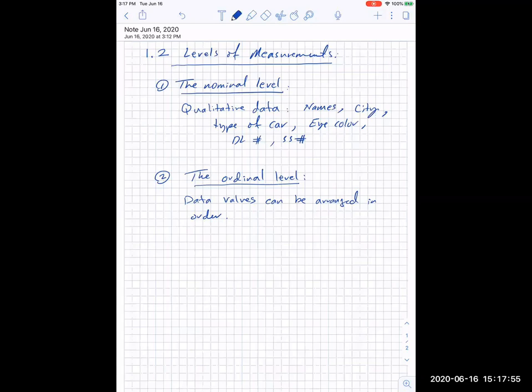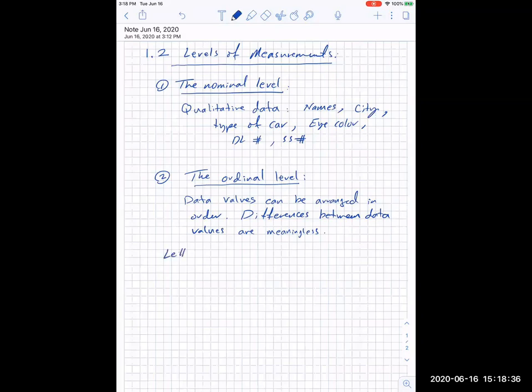But at this level, the differences between data values are meaningless. Do not make sense to take the difference. So for example, let me explain.